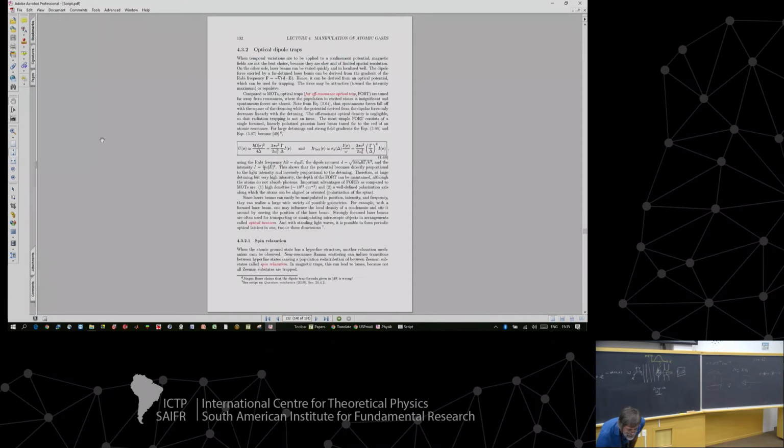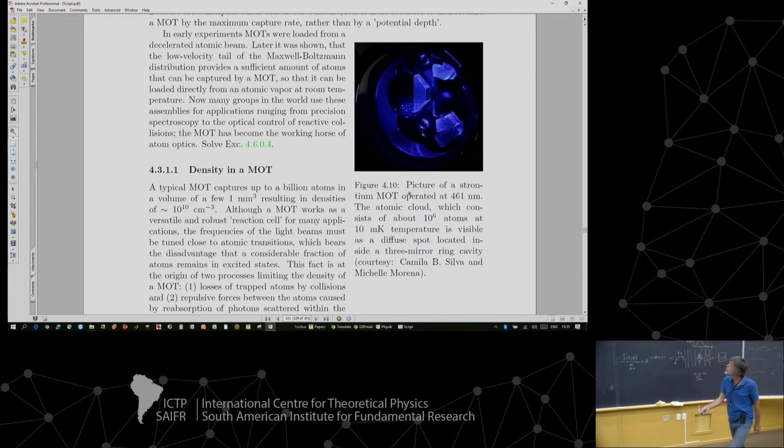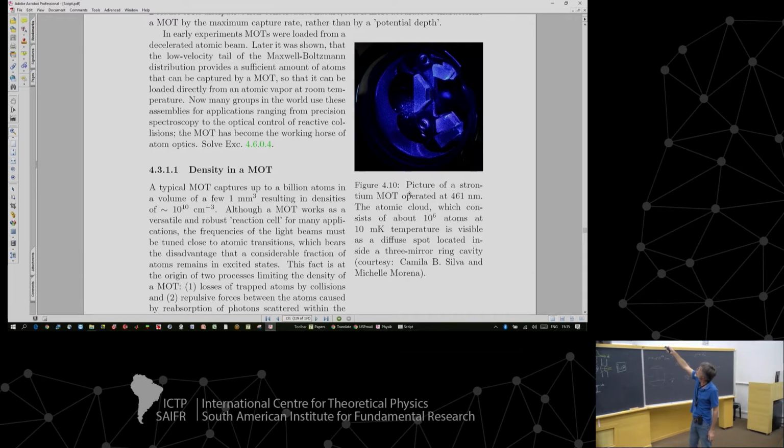Where is it? Here. Show it because it's so nice. So here you see three mirrors. Here, here, and here. There is an atomic cloud in the center, and we want to have the atoms interact with this cavity and see what's coming out then. So this I will tell you tomorrow. Are there any questions?